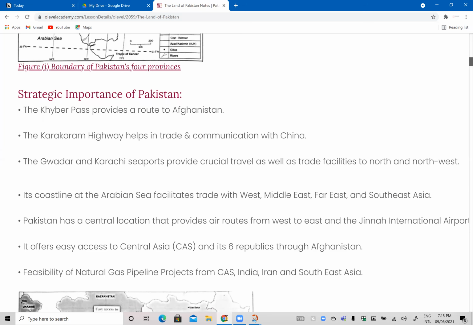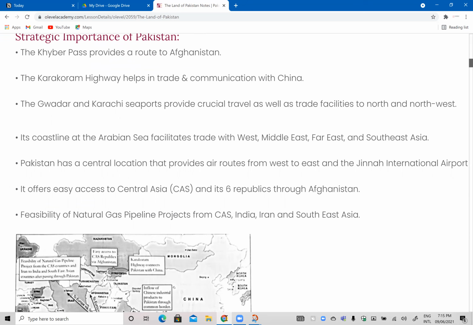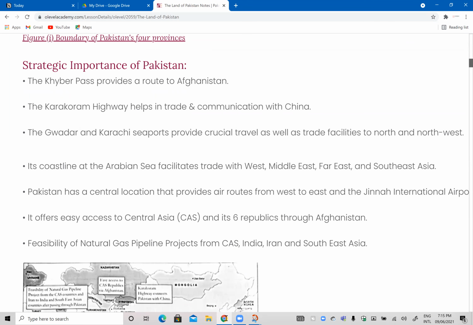Pakistan has a central location that provides air routes from west to east, and the Jinnah International Airport facilitates it. Because of our air routes, and the location of Karachi, Jinnah International Airport, the Karachi airport, serves Pakistan in supporting all of these trade ventures. Because of the connectivity itself, it's easier to access the city, and it becomes even easier when the trade routes are developed properly. An example of this is the Jinnah International Airport.